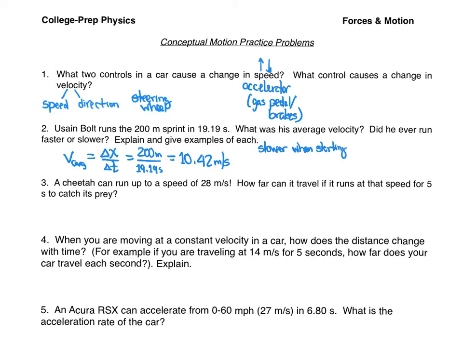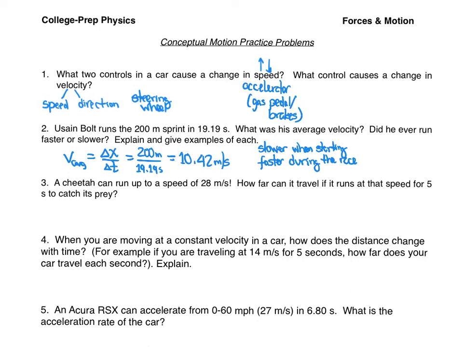And he ran faster than that average velocity. Well, remember, that average velocity is like a sum of every velocity he ran the race with. So I would assume he ran faster during the race, maybe 2/3 of the way, or maybe 3/4 of the way down there, reaching his top speed and maintaining that top speed to try to win. Well, he did win.